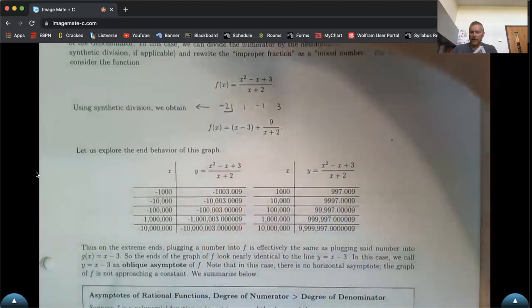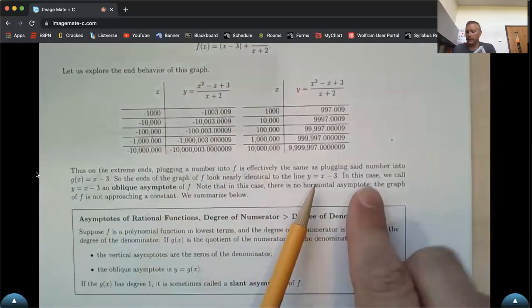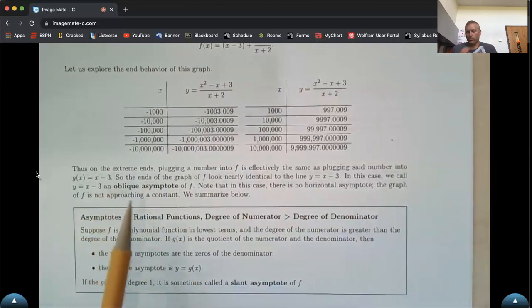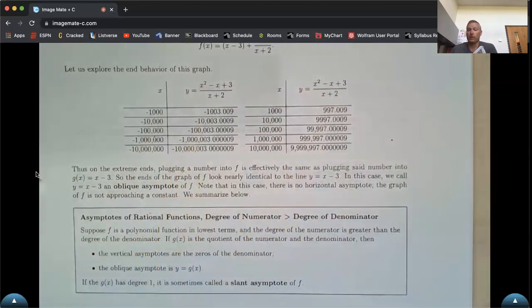So on the extreme ends, plugging a number into f is effectively the same as plugging said number into g of x equals x minus 3. So the ends of the graph of f look nearly identical to the line y equals x minus 3. And in this case, we call that line an oblique asymptote of f. So in this case, there is no horizontal asymptote. We're not approaching some number. That's what represents a horizontal asymptote.